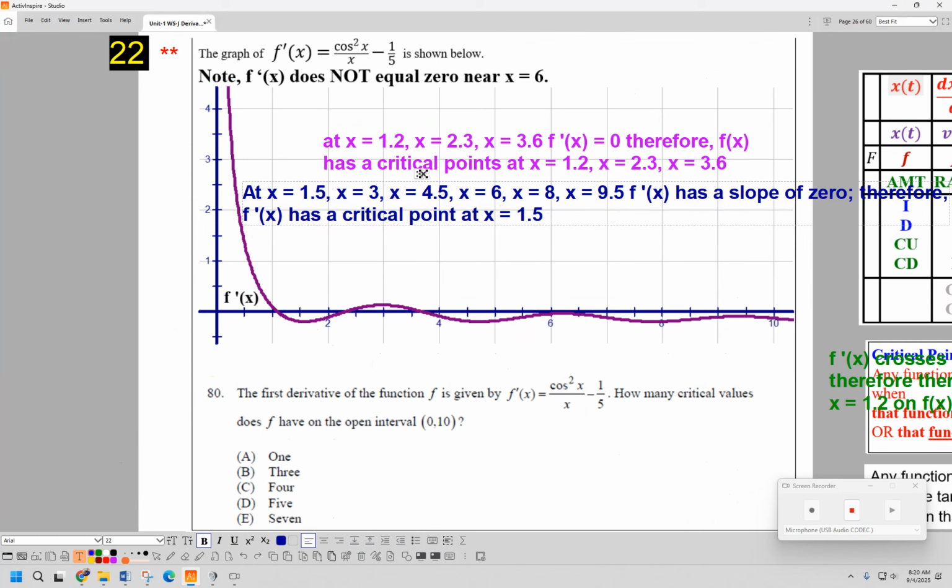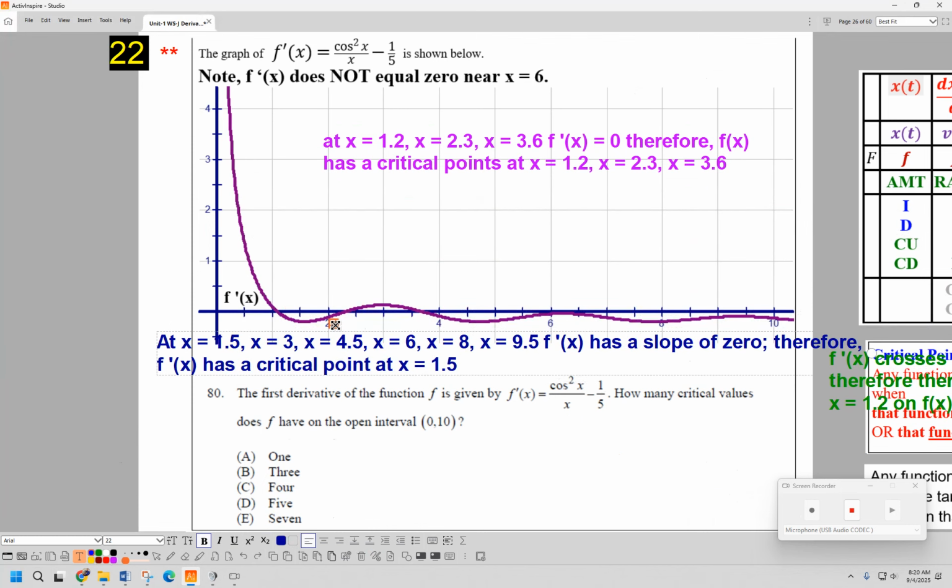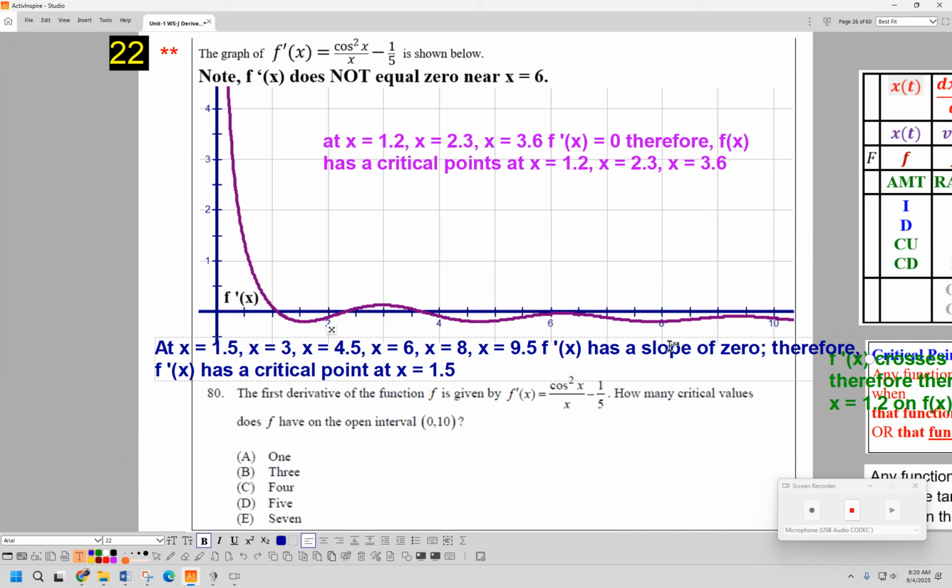So I'm going to move this a little bit so we can see it better. And this would be 3, 4.5, 6, 8, 9.5. Perfect. Well done.